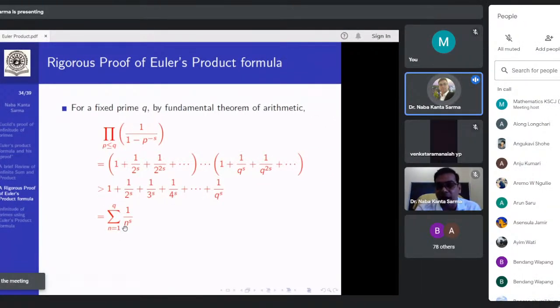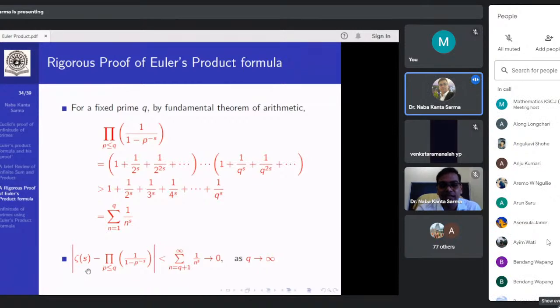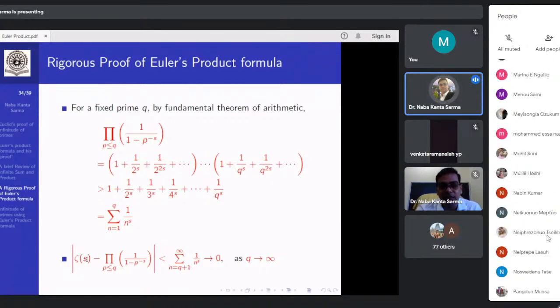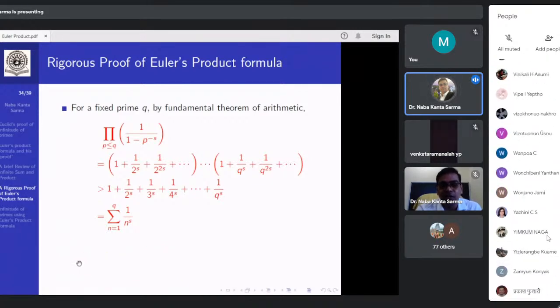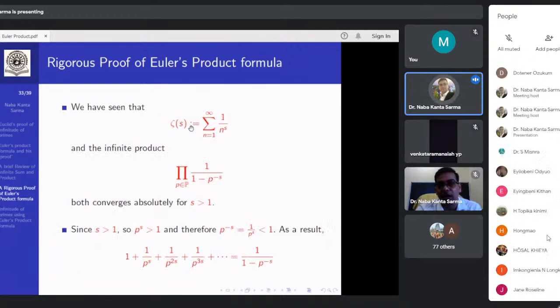So I am getting the sum of n from 1 up to q, 1 by n to the power s. Now if I subtract this from zeta s, I have not used the symbol earlier, this is the sum of this series. This is the shortcut notation I am using for this. Yeah, I have written here.